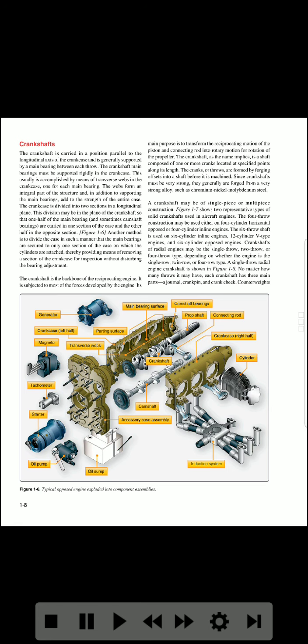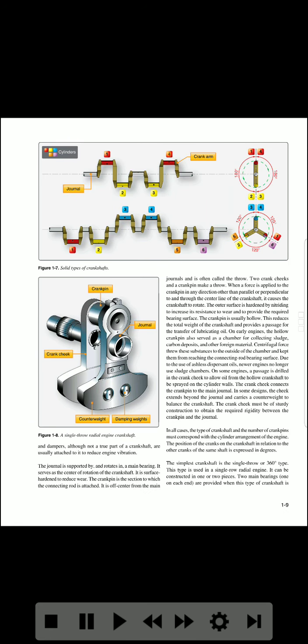Figure 1-8, induction system. Cylinders, crank arm, 180 degrees, 180 degrees, journal. Figure 1-7. Solid types of crankshafts. Crank pin, journal, crankcheek, counterweight, damping weights. Figure 1-8.